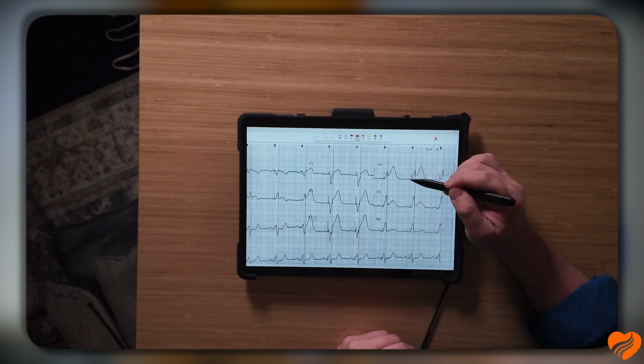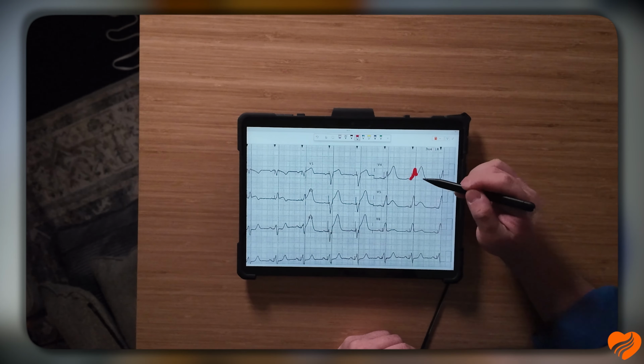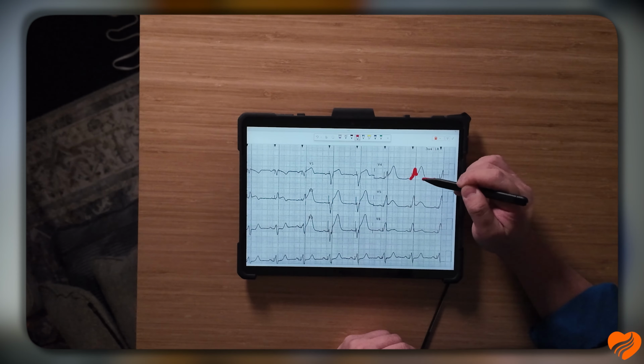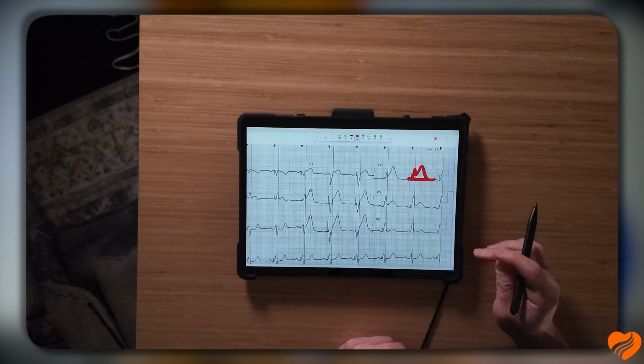So we have an upright QRS complex, right? Our isoelectric line is about down here, and our J point is right here. So there's obvious elevation, greater than 1 millimeter. And it looks like we have it over here in lead V5 as well. I'll zoom in so you guys can see that.